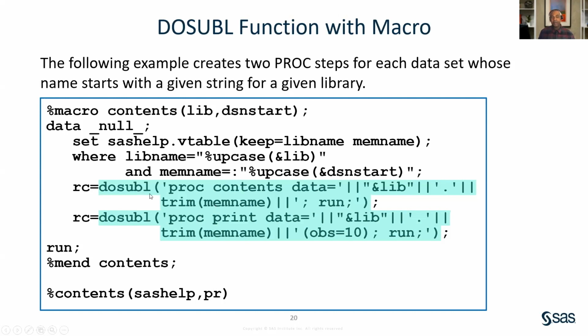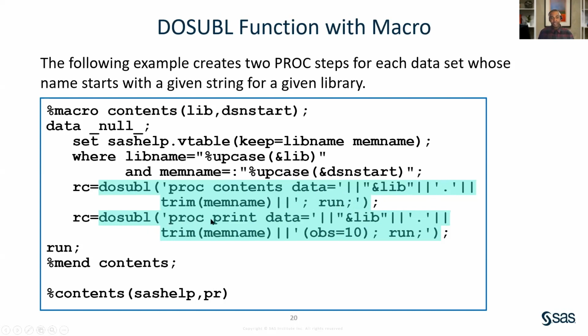Next, DOSUBL, PROC CONTENTS against data equals, and I am specifying in this literal the concatenation of the library with a dot and the trim value of the name to construct this literal as the code to submit with DOSUBL.